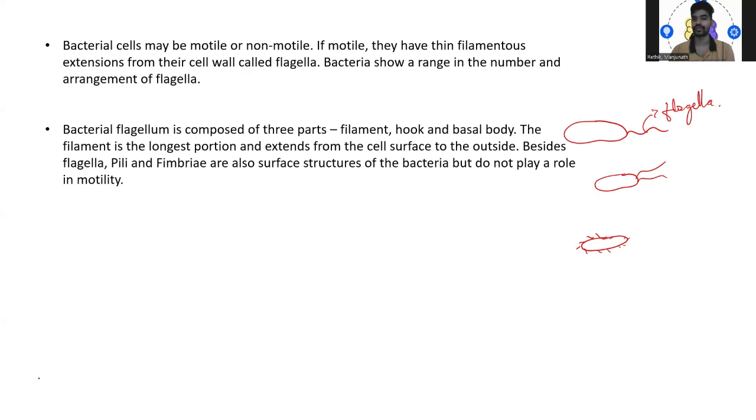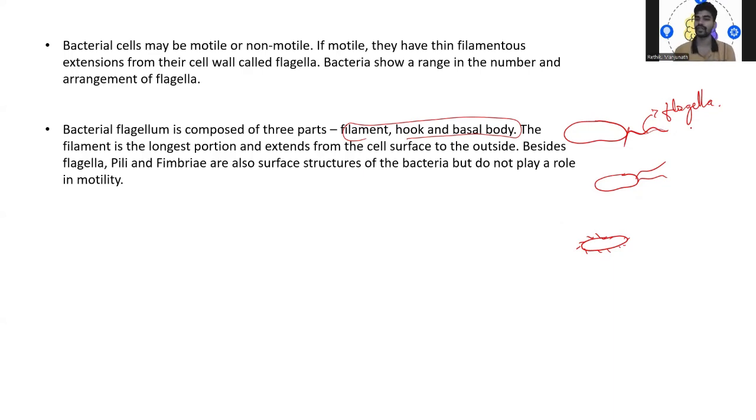The flagellum is composed of three parts: the filament, the hook, and the basal body. The filament is the longest portion and extends from the cell surface to the outside of the body, as you can see.